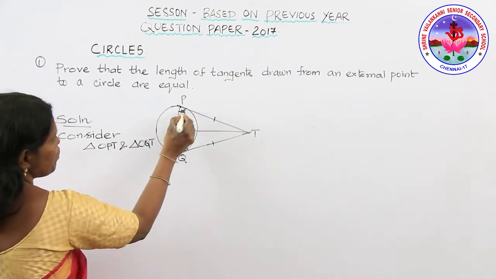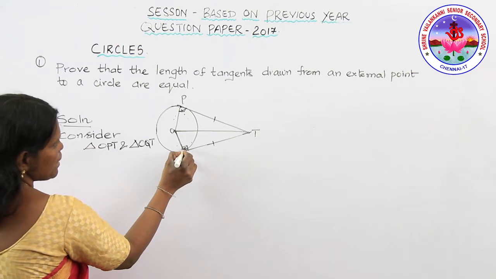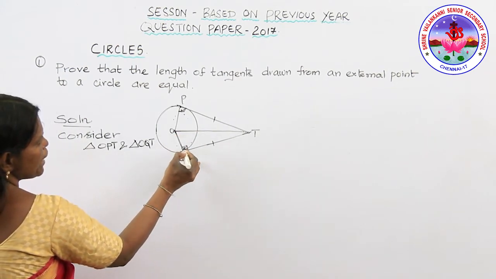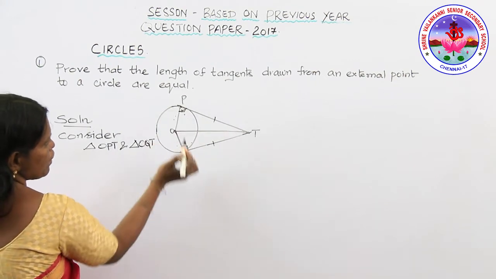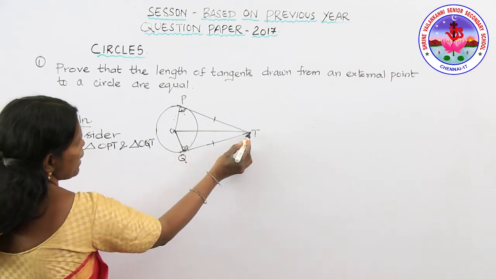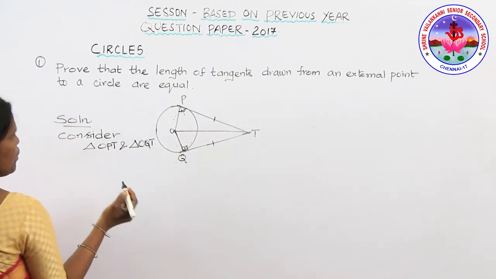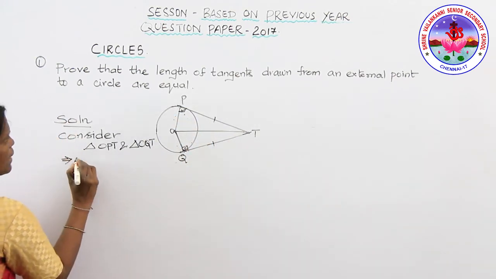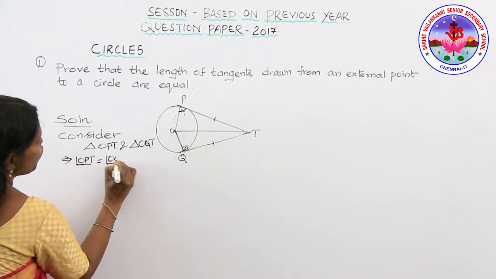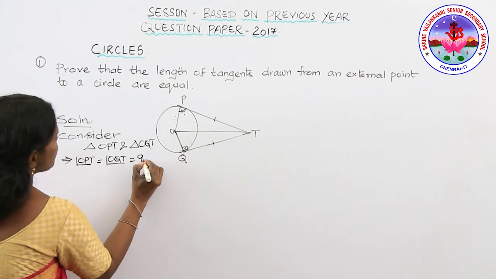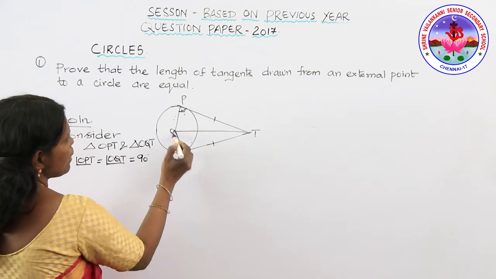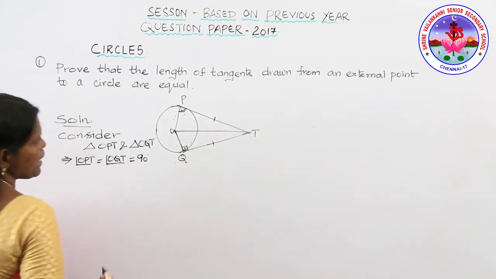Here angle P and angle Q form 90 degrees because of the theorem: the tangent is perpendicular to the radius through the point of contact, where P and Q are the points of contact for the tangents TQ and TP. So I am writing this as angle OPT is equal to angle OQT, which is equal to 90 degrees. So I can say that triangle OPT and triangle OQT are both right angle triangles.